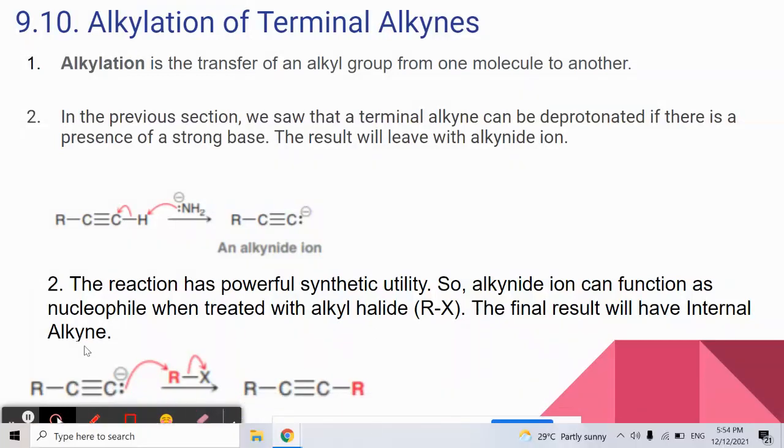So if the alkynide ion reacts with the alkyl halide, we'll get the internal alkyne because the alkynide ion acts as a nucleophile and goes to attack the alkyl halide, and at the end the product we get is an internal alkyne.